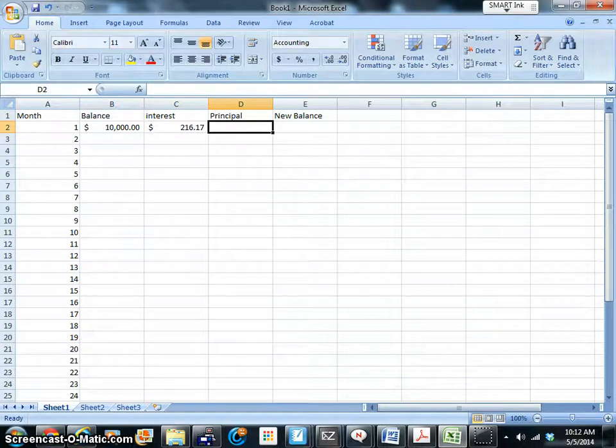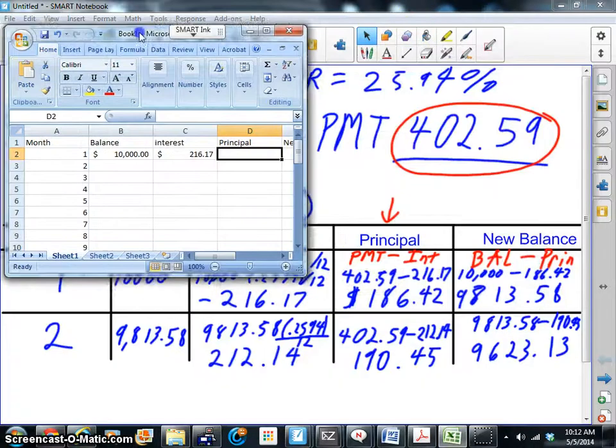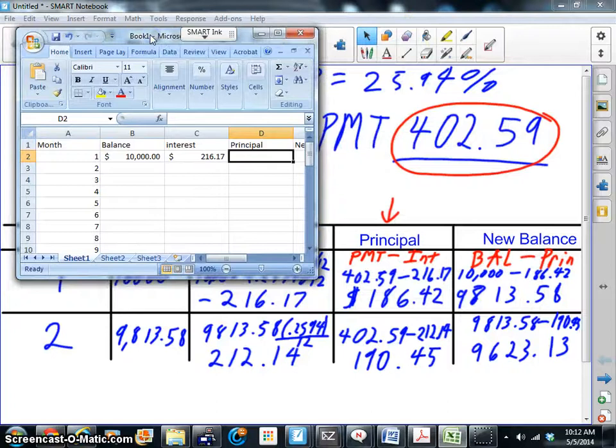Now we have our principal. Remember our payment. What was our payment? Let me take a look. Make that smaller. So this is equal to 402.59 minus what our interest was. That's the easiest way of doing it. And now we have our new balance, which would be equal to this minus the principal. And so there we go. And then it follows the same exact things.